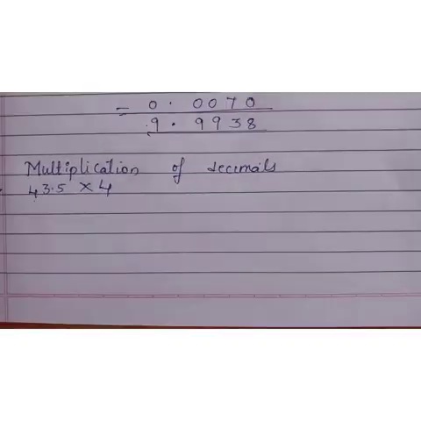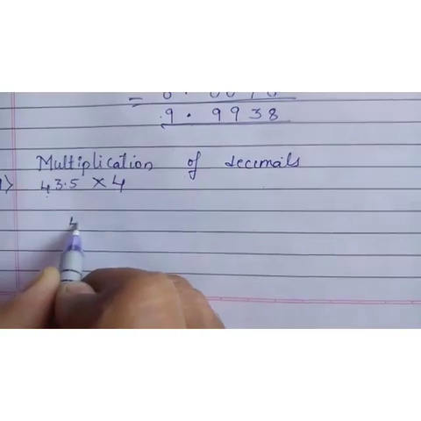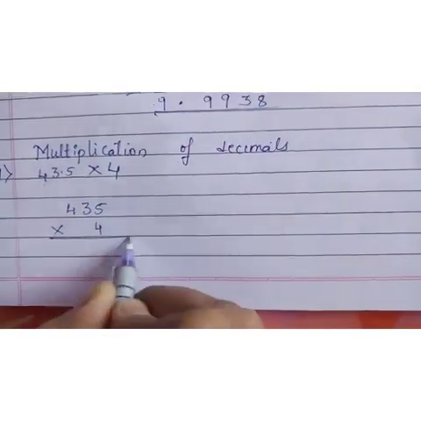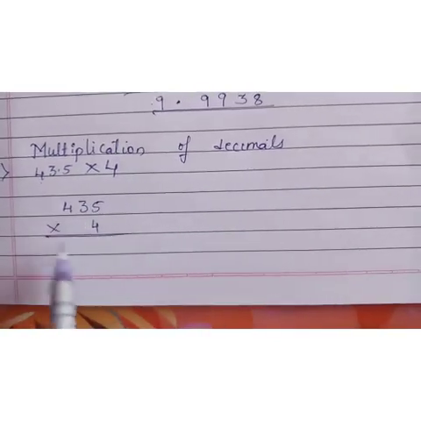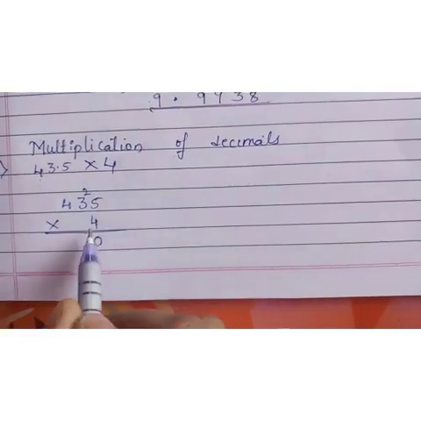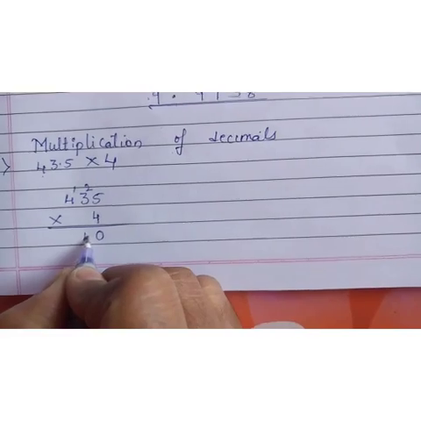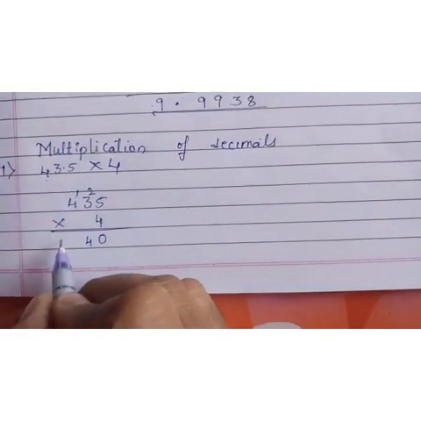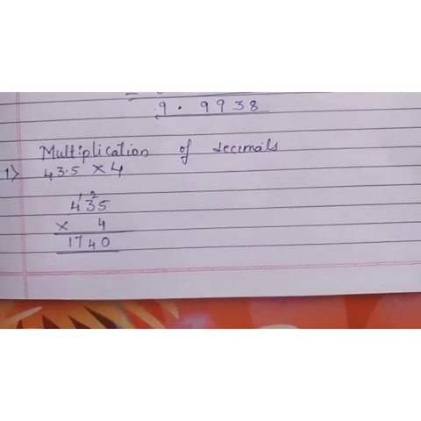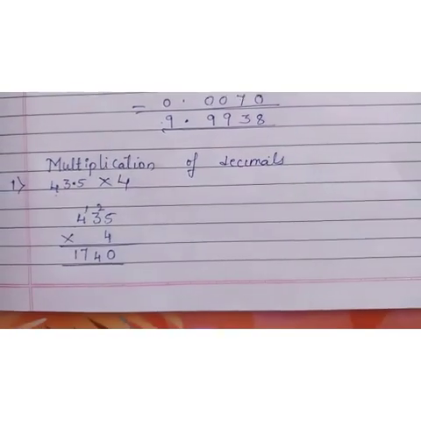43.5 into 4. So children, the first step what we have to follow here is write the numbers as it is but without decimal point. So it becomes 435 into 4. Now multiply. 4 5s are 20, that is 2 carry 0. 4 3s are 12, plus 2 we get 14. 1 carry, 4 4s are 16, plus 1 17. So we got the answer 1740, isn't it? But we have not taken this decimal.